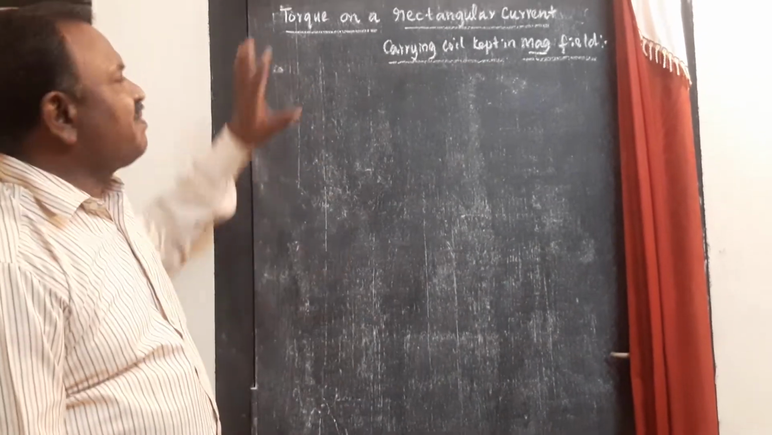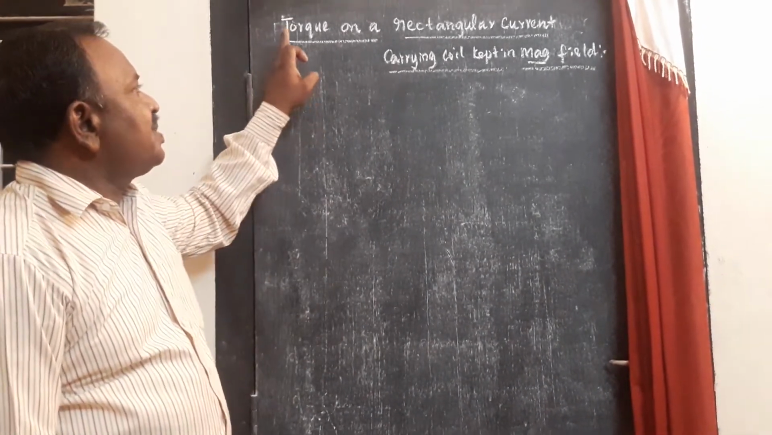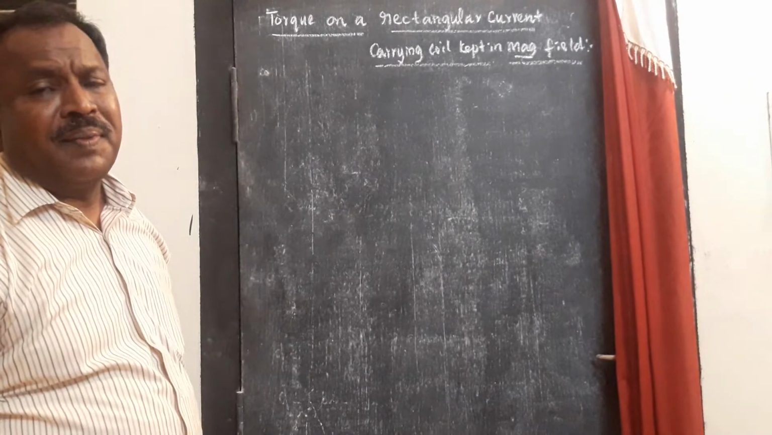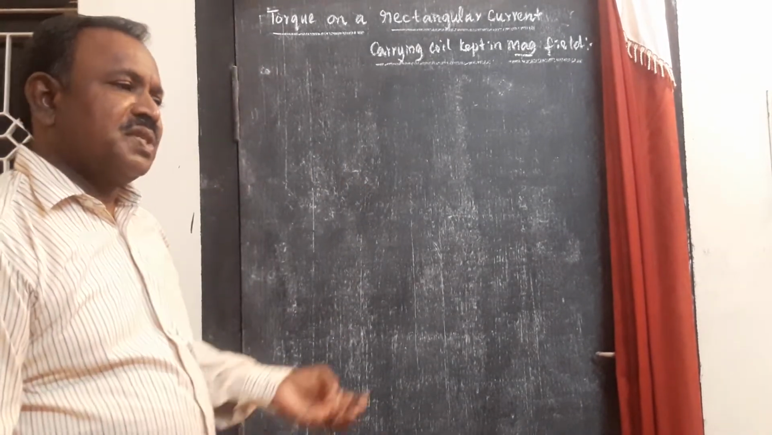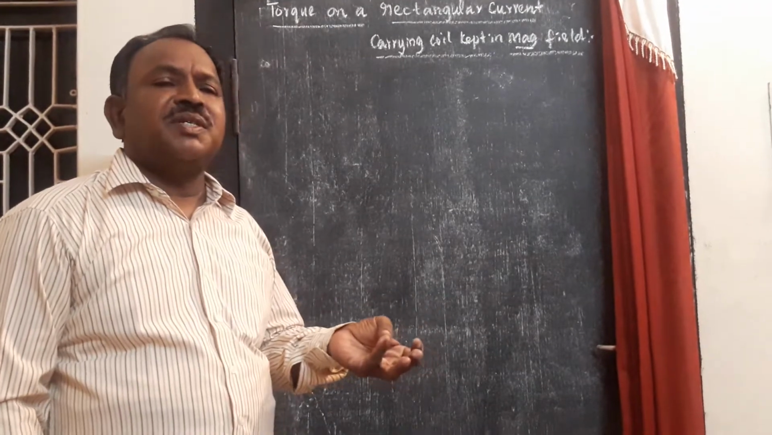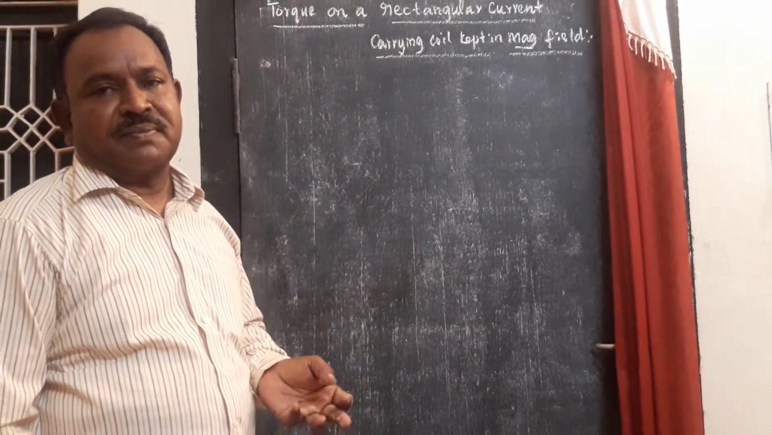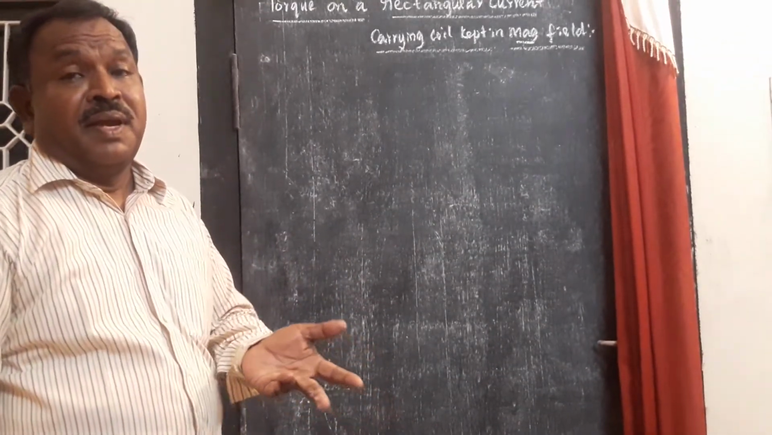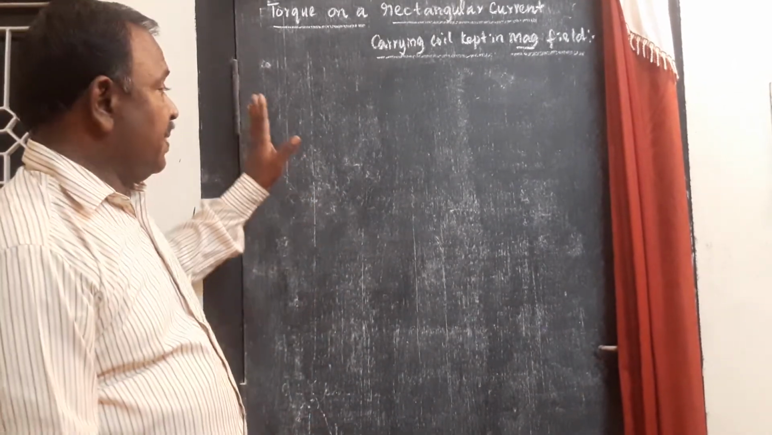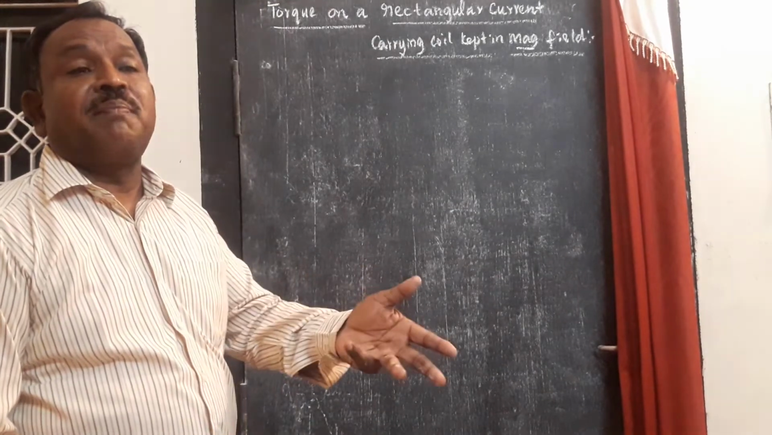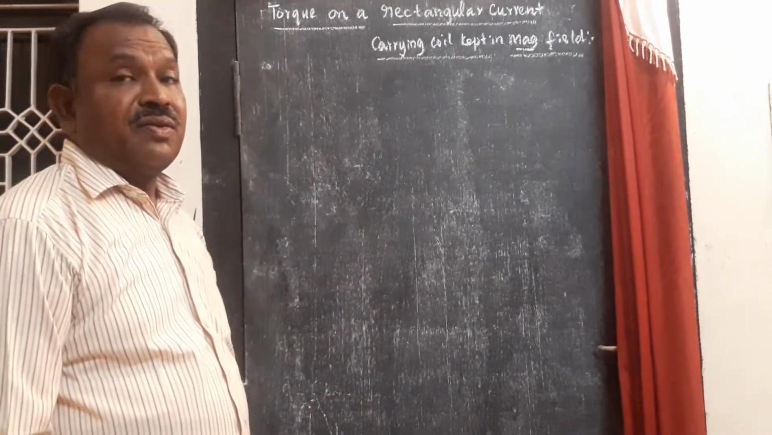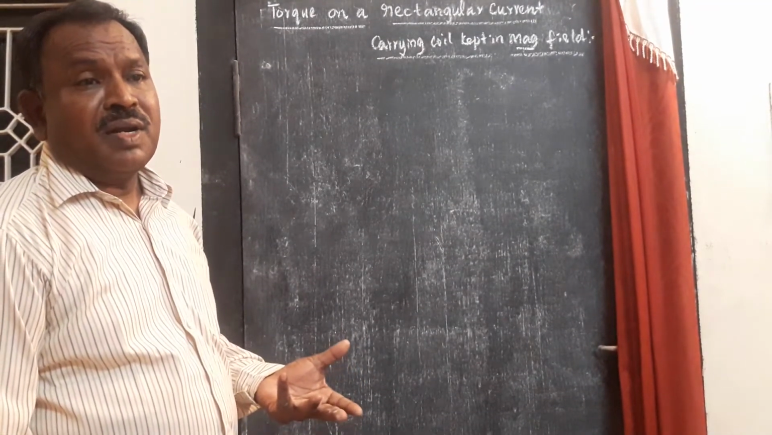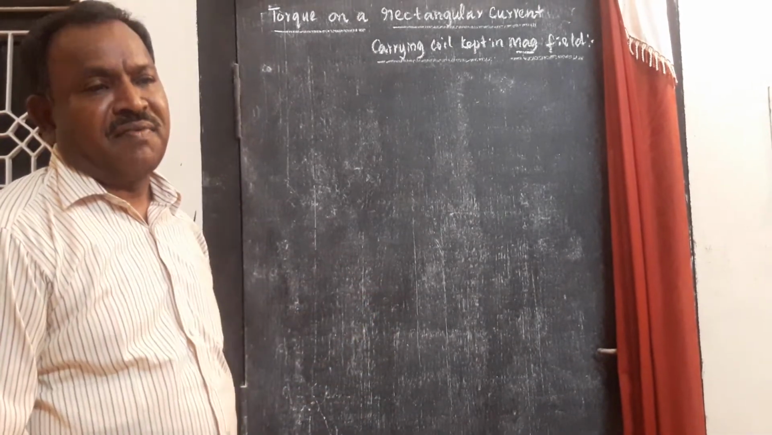So students, in this part we are going to see what is the torque acting on a rectangular current carrying coil kept in the magnetic field. First of all, we have seen when an electric charge moves in a magnetic field, it will experience a force. Secondly, we have seen when a current carrying conductor is kept in the magnetic field, it will experience a force. Then we have seen the force between two parallel current carrying conductors. Now we are going to see what is the torque experienced by a rectangular coil kept in the magnetic field.